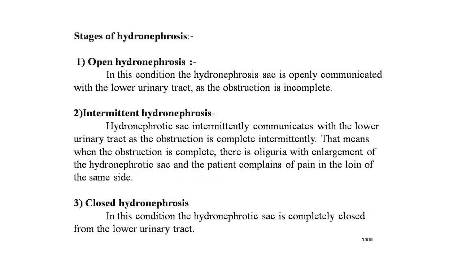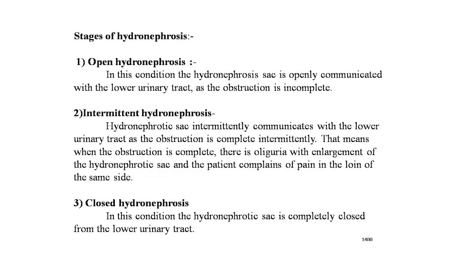First, open hydronephrosis. In this condition, the hydronephrotic sac is open, communicating with the lower urinary tract as the obstruction is incomplete. And in intermittent hydronephrosis, the hydronephrotic sac intermittently communicates with the lower urinary tract as the obstruction is complete intermittently. That means, when the obstruction is complete, there is oliguria with enlargement of the hydronephrotic sac and the patient complains of pain in the loin of the same side. Third is the closed hydronephrosis. In this condition, the hydronephrotic sac is completely closed from the lower urinary tract.